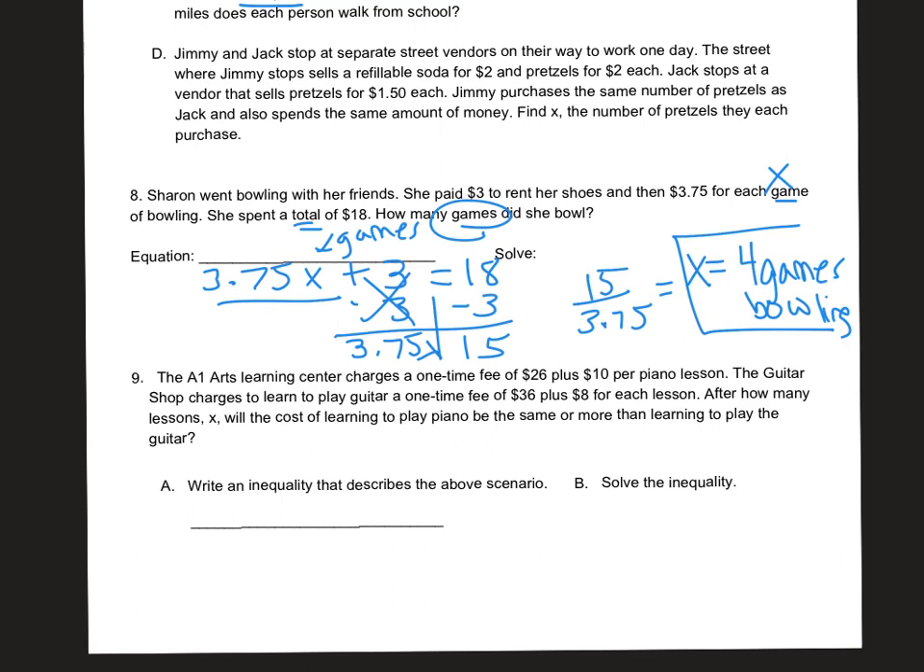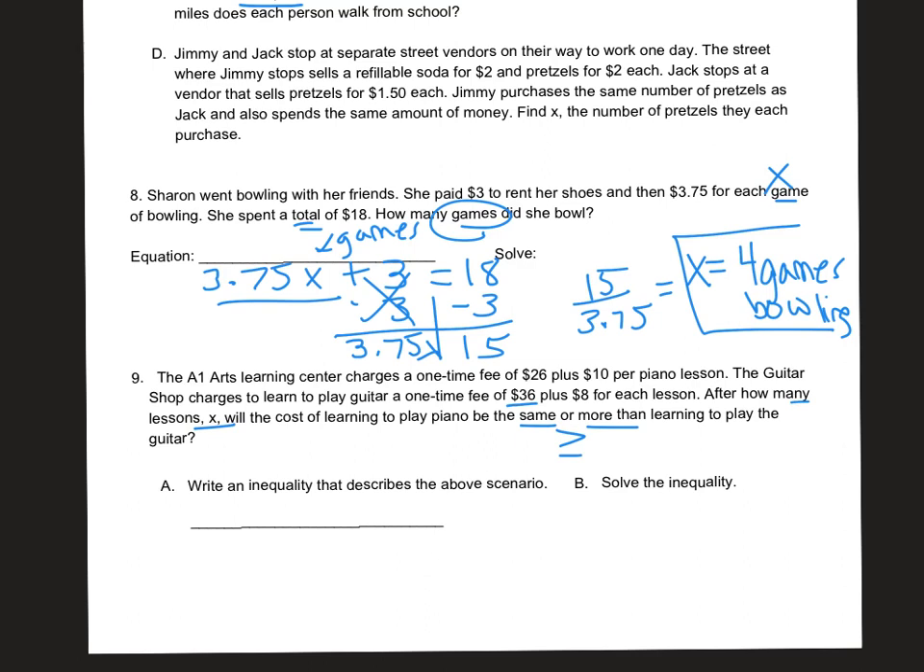All right, let's go ahead and look at problem number 1. The A1 Arts Learning Center charges a one-time fee of $26 plus $10 per piano lesson. The guitar shop charges a one-time fee of $36 and $8 for each lesson. After how many lessons will the cost of learning to play the piano be the same or more than the cost to play the guitar?